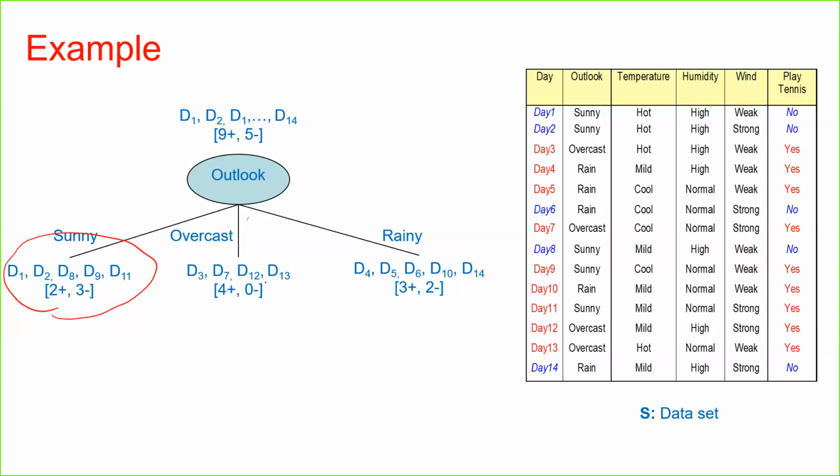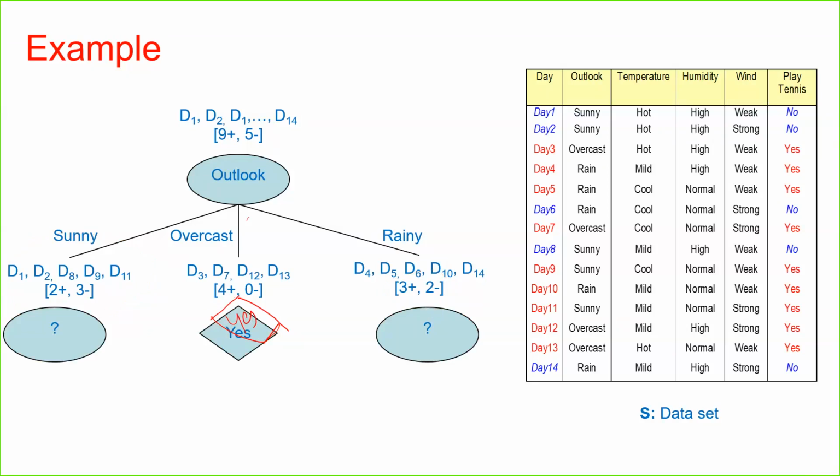What about overcast? You got 4 positive and 0 negative. Is it pure? It is pure. So therefore, you assign a label S to it. You can make it a leaf node and define a label S. What about rainy? This is also not pure. It requires further splitting. So now the question is, what attribute should we select at these nodes?